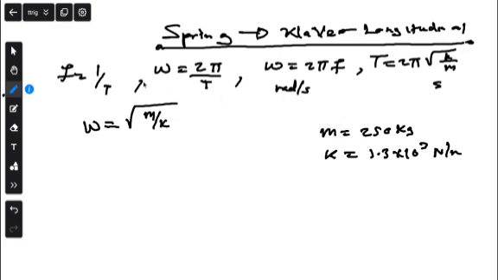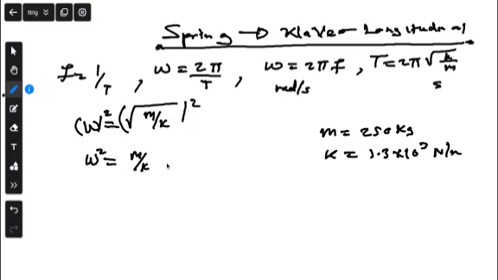So this one is very, very important. Let's say, for example, we try to square both sides. What are we going to have? We're going to have angular velocity squared, which is going to be equal to m divided by k. So from here you can find the spring constant, or you can find the mass. Right?